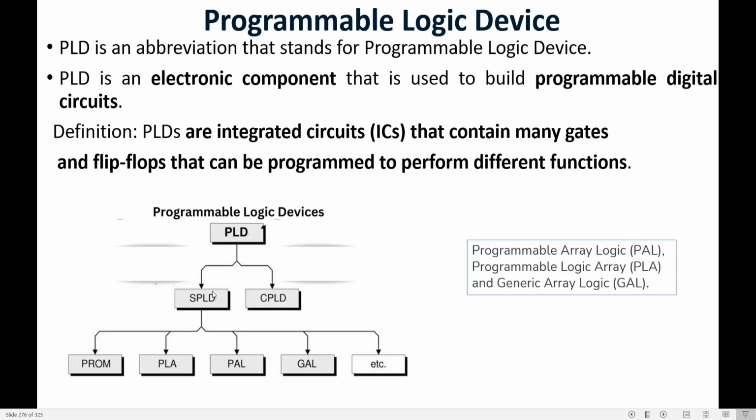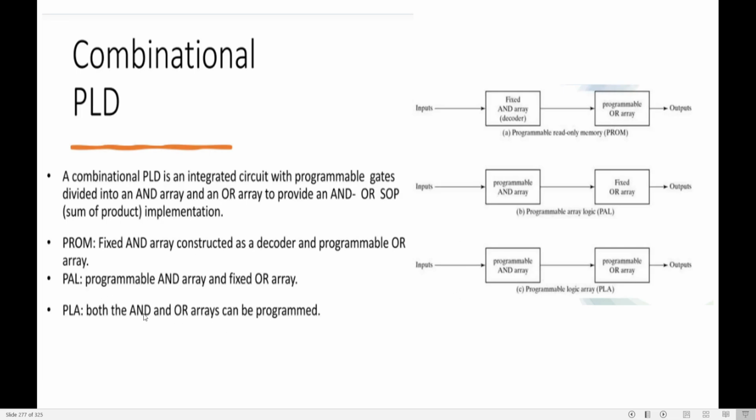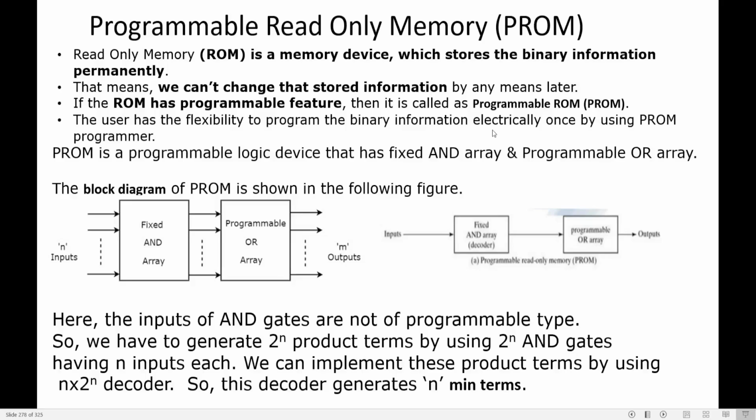This PLD is of two types, simple PLD and complex PLD. The simple PLD is subdivided into programmable ROM, programmable logic array, programmable array logic, and generic array logic. Okay, so let us start with PROM. If you see this PROM, it has fixed AND arrays as a decoder and a programmable OR array. Can you see this PROM has a fixed AND array and a programmable OR array. To understand this better, let us get into it.